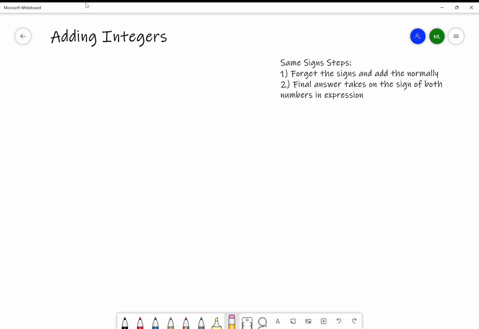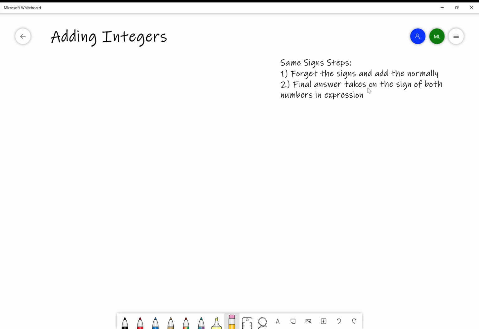So here we're dealing with different signs. I've also written out the steps to the right over here. Same sign steps: first thing, forget the signs and then just add them as you normally would. And then the second step, the final answer takes on the sign of both numbers in the expression. So let's look at some examples here.